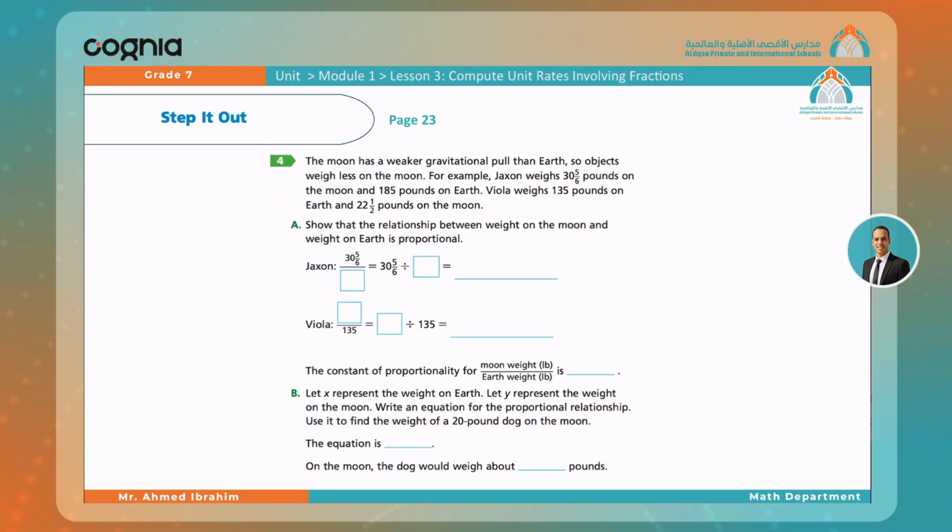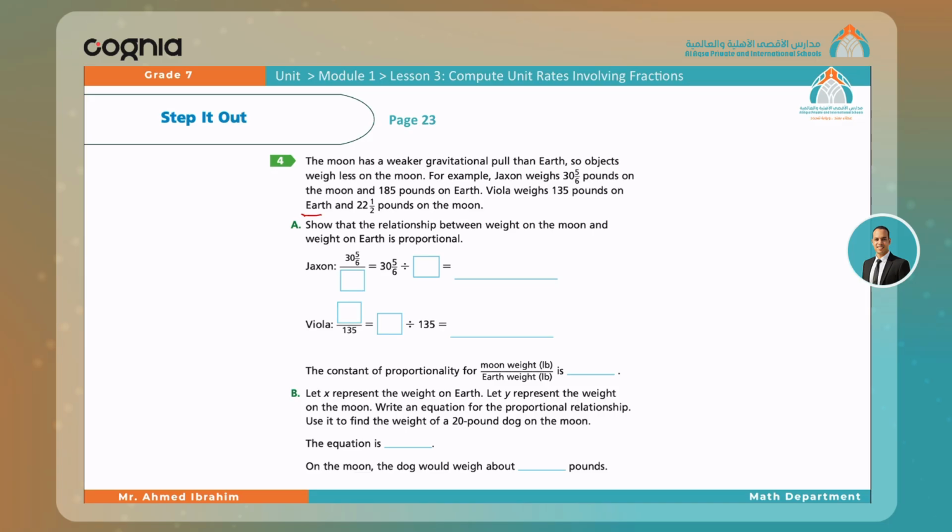Question 4. The moon has a weaker gravitational pull than the Earth. So objects weigh less on the moon. For example, Jackson weighs 30 and 5/6 pounds on the moon and 185 pounds on Earth. Viola weighs 135 pounds on Earth and 22.5 pounds on the moon. Question A. Show that the relationship between weight on the moon and weight on the Earth is proportional.